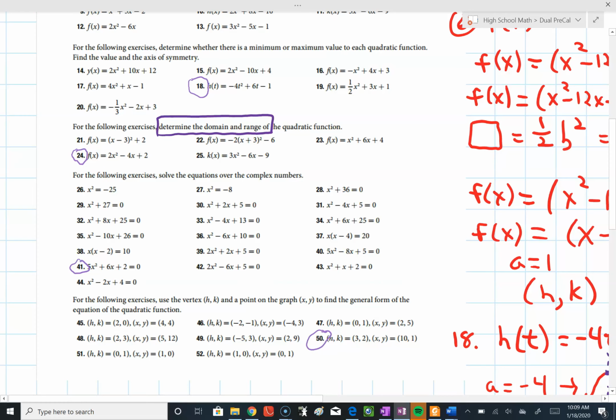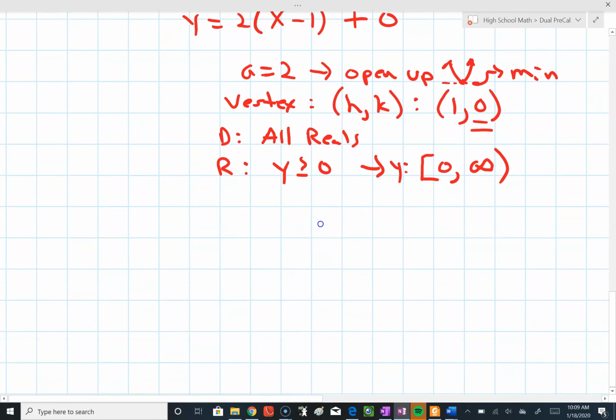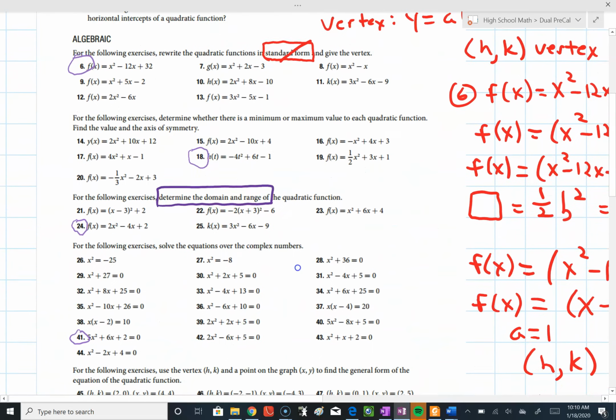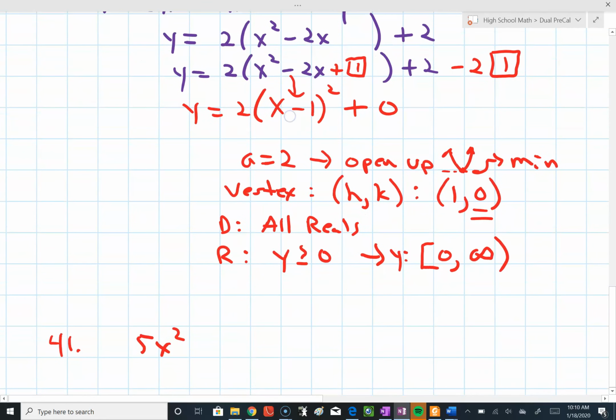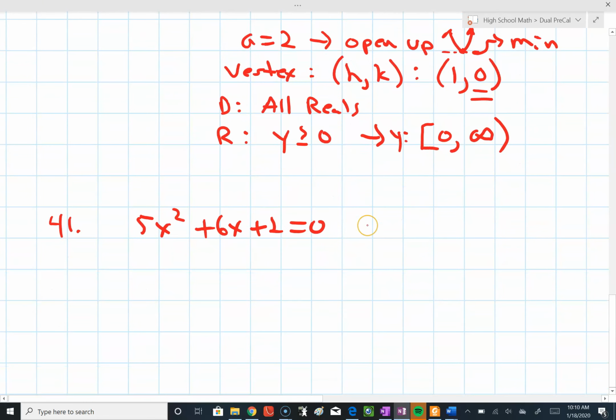Number 41, we want to solve the quadratic equation 5x squared plus 6x plus 2 equals 0. All right, so I'm going to do it using the quadratic formula.